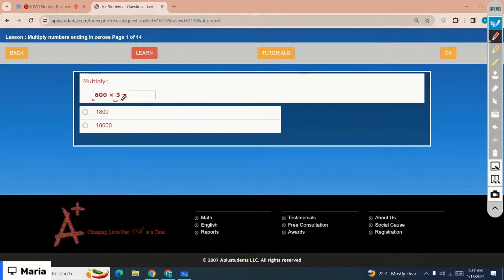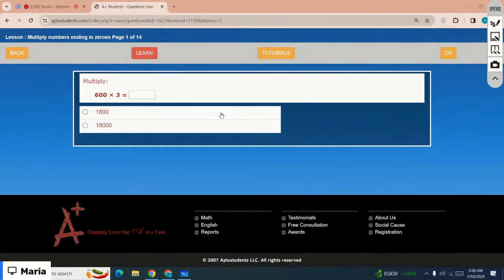Just do, here you have 600 times 3, right? So the non-zero values are 3 times 6. So just do 3 times 6, that is 18. You have two zeros here. So that means you need to add two zeros at the right hand side of your number, right? So the correct option is 1800. Got it? The correct option is 1800. Option number 1 is the correct option.